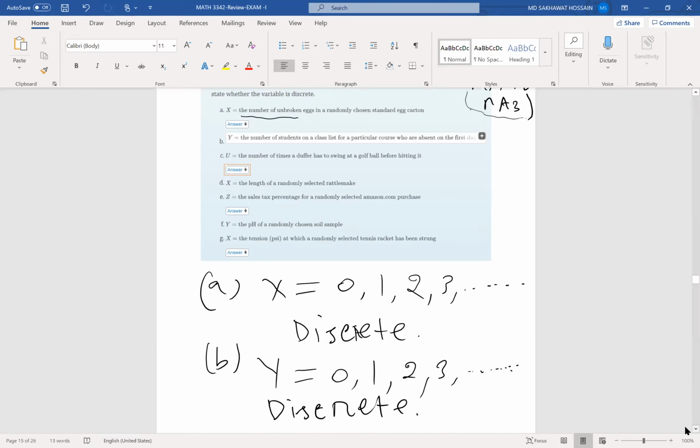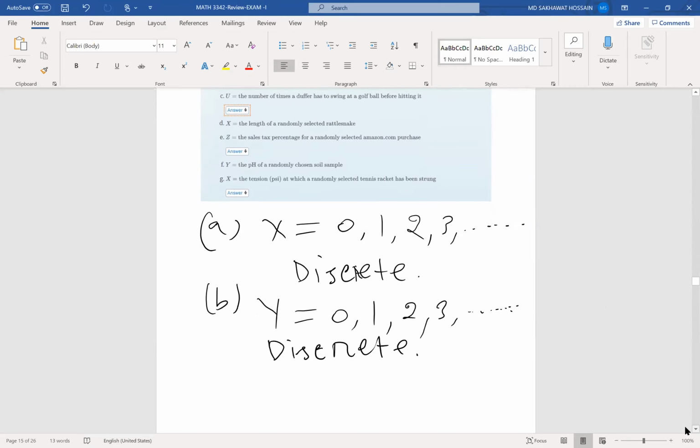How about part C? The number of times a duffer has to swing at a golf ball before hitting it. This is also a number of times. It can take 0 times, 1 time, 2 times, 3 times, and so on. So this is also a discrete random variable.